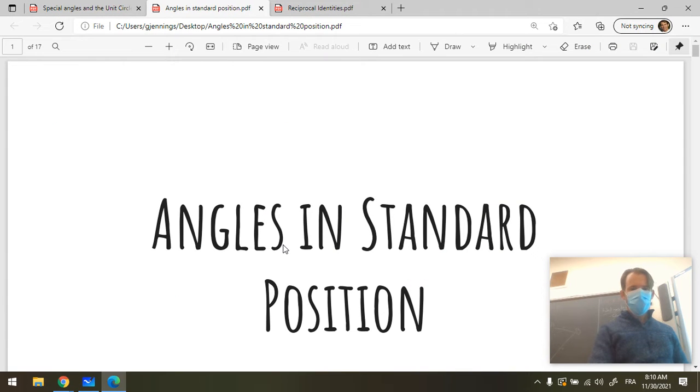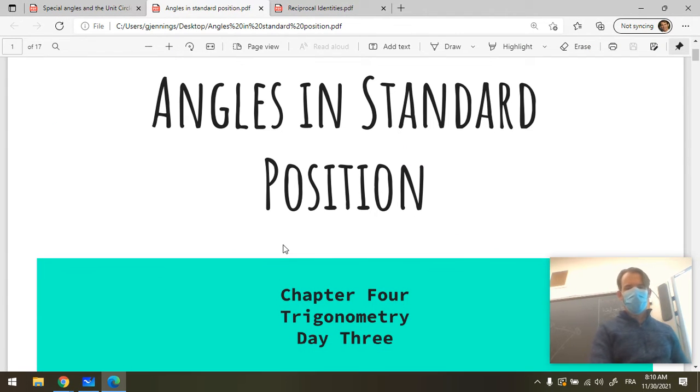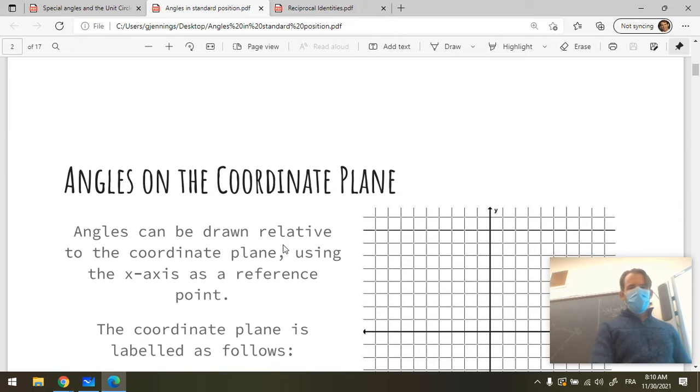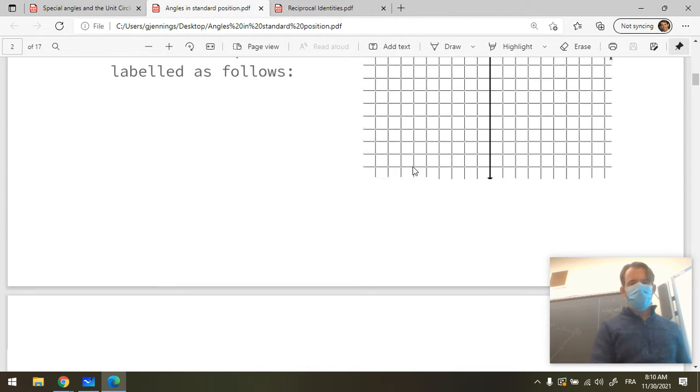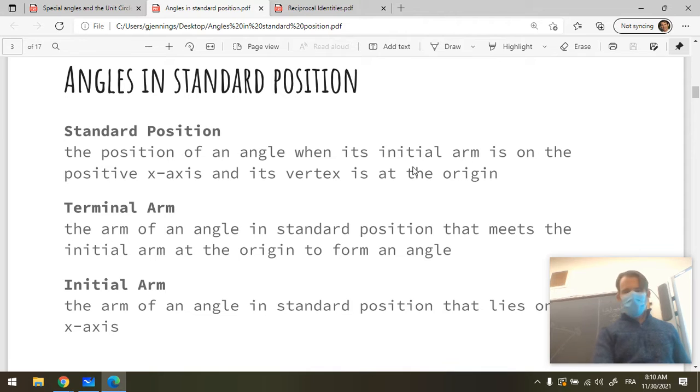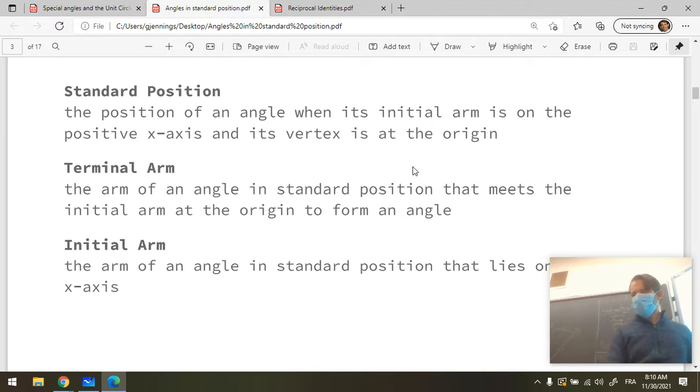In your handouts, you have angles in standard position, and that's where we'll start. So putting trigonometry onto the coordinate plane, we can draw them using the x-axis as the reference point. X-axis is kind of our 0 degrees angle here. And of course, we label it as follows with the x and the y. Now, in the standard position, we're going to want these definitions for terminal arm and initial arm. So you're going to want to take these down.